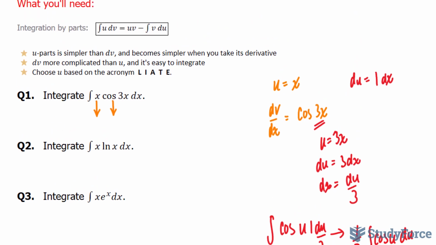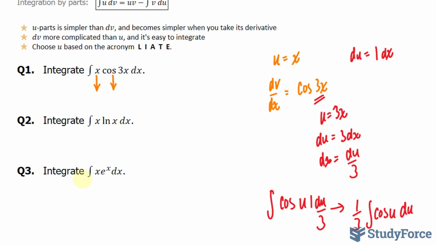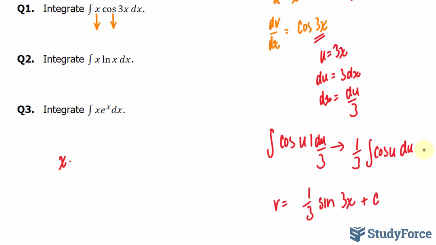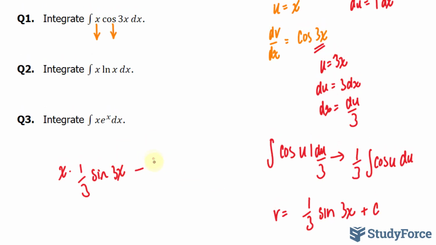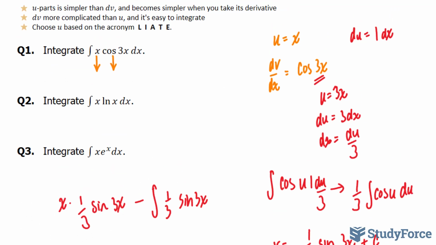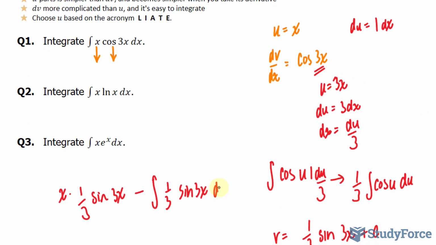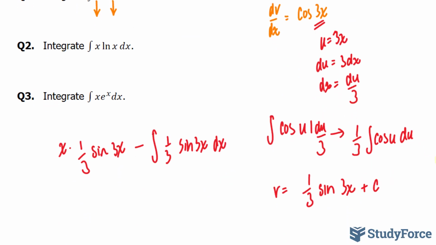So I'll substitute this along with u into my formula, and since I'm running out of room, I'll do my work underneath, where I have u, which is equal to x, times v, which is 1 over 3 sine 3x, minus the integral of v, which is, again, this expression, the integral of 1 over 3 sine 3x, and of course, we have to include du, which was equal to dx.